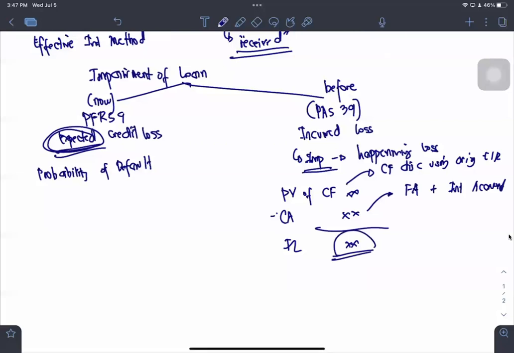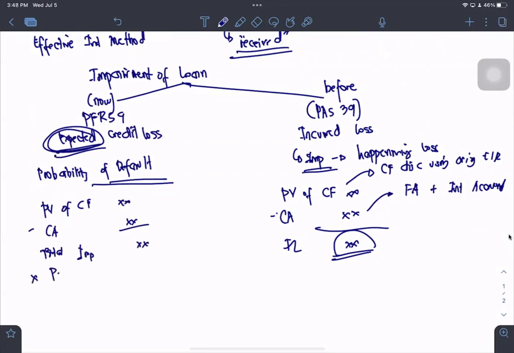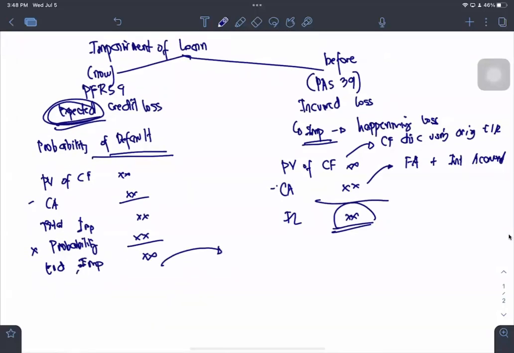While under PFRS 9, we determine a probability of default. So what do we do? Present value of cash flows less your carrying amount is the total impairment. This is multiplied by the probability of default, and this will be your ending impairment. And this ending impairment is known as your allowance for impairment loss or your AFIL.